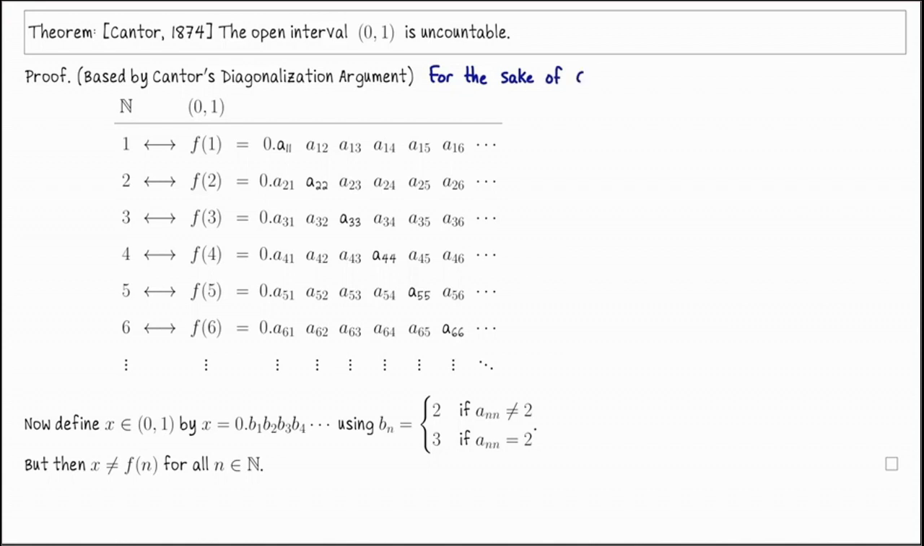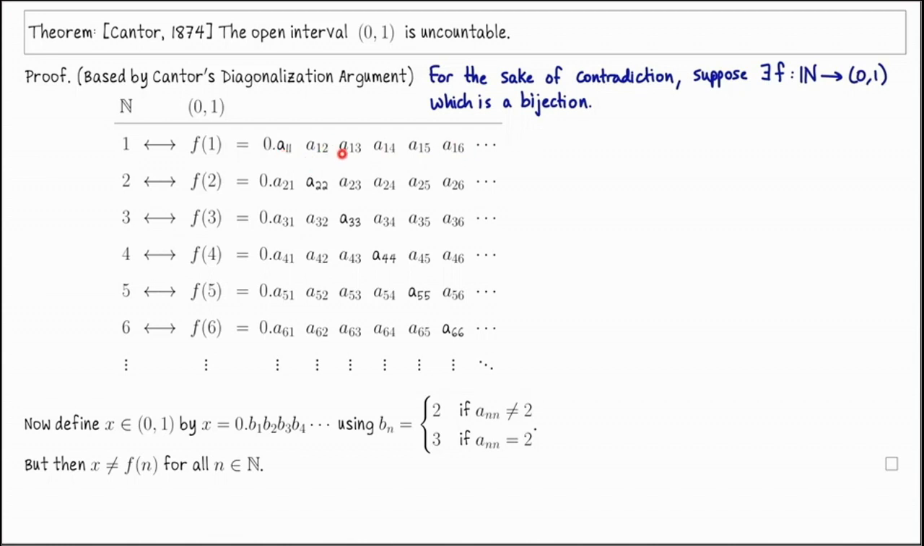So for the sake of contradiction, suppose that there exists a bijection taking us from the set of natural numbers to the interval 0 to 1. If we had such a bijection, then we could enumerate all of the elements in the open interval from 0 to 1. So what this chart I've created here is trying to do is imagine such an enumeration. The natural number 1 must map to what you would think of as f of 1, and then that's going to be some decimal number between 0 and 1.